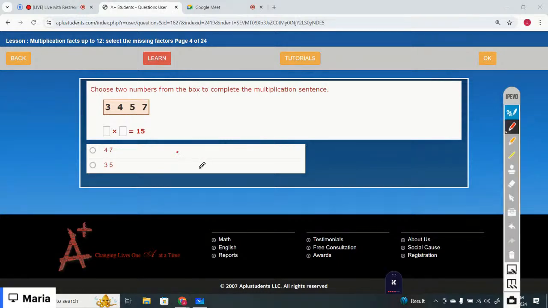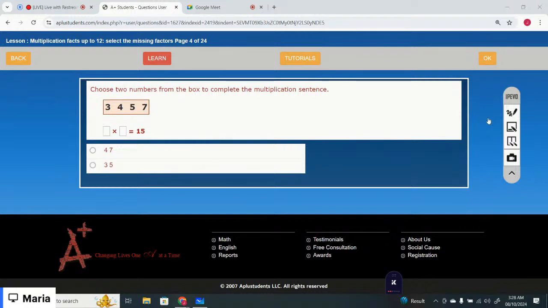Yes, that is 3 times 5. Option number 2 is the correct option. 3 times 5 makes 15.